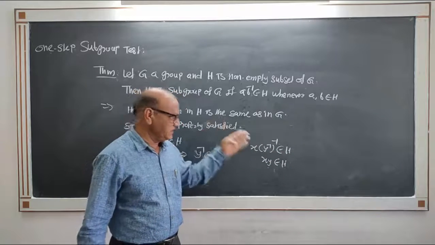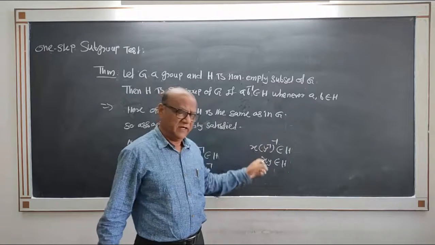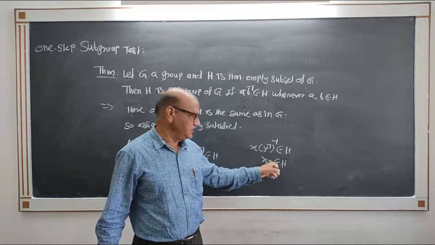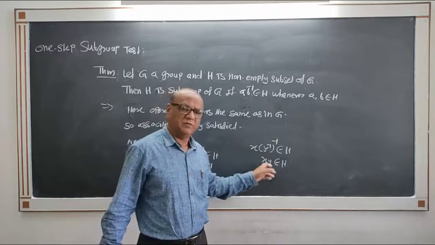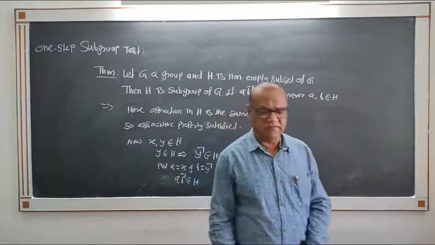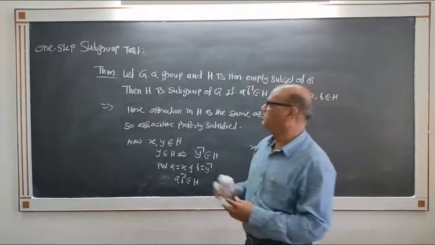That means the associative property is satisfied in H, the identity also belongs to H, the inverse of each element belongs to H, and the closure property is also satisfied. So H is a subgroup of G.